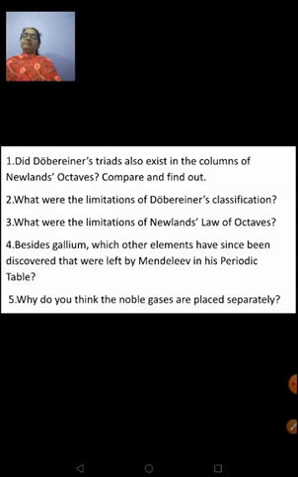Besides gallium, which other elements have since been discovered that were left by Mendeleev in his periodic table? Scandium and germanium. Okay, then why do you think the noble gases are placed separately? Because of their inert nature, because of their less availability in the atmosphere. All those things can be given as a reason here.